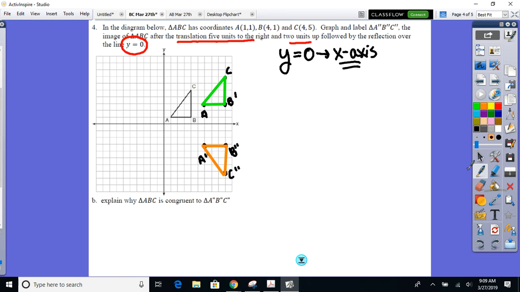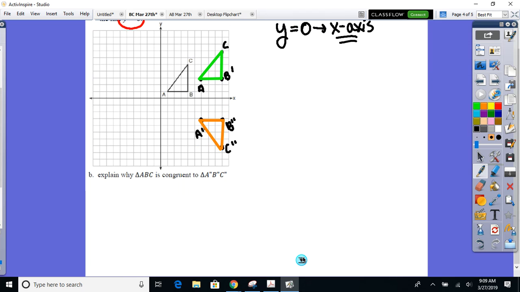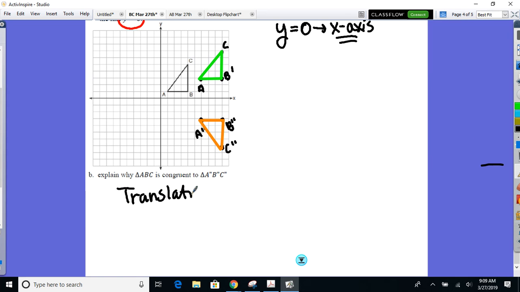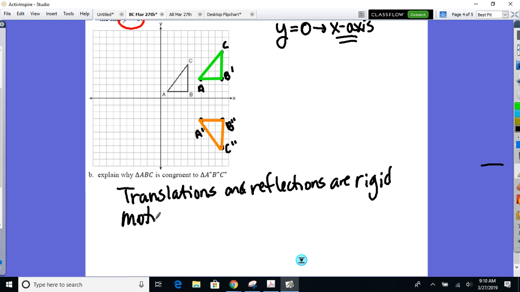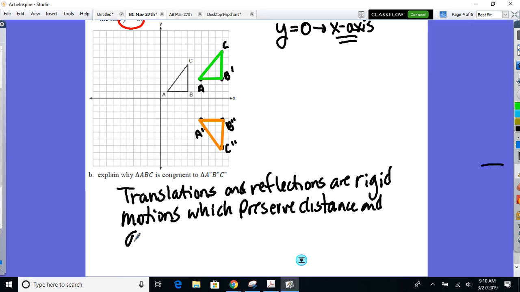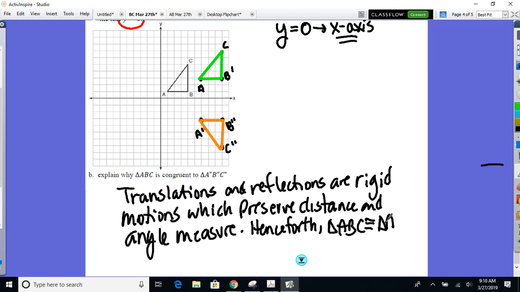And then, how about a good explanation now? No blanks. What's a good explanation? What did we just perform? So translations and reflections are rigid motions, which preserve distance and angle measure. Anybody want to use a different word? Henceforth? Henceforth. Triangle ABC is congruent to, make sure you put the double primes in there.